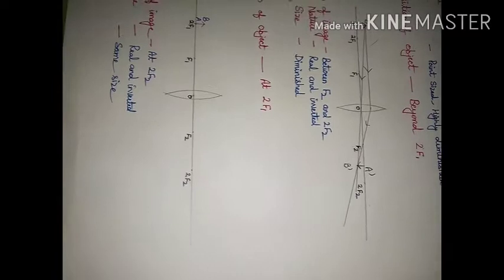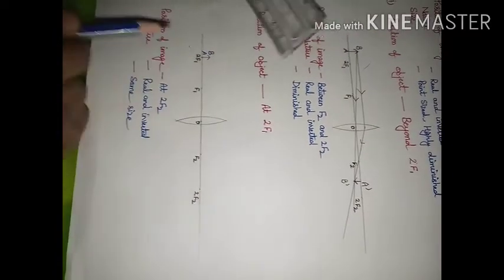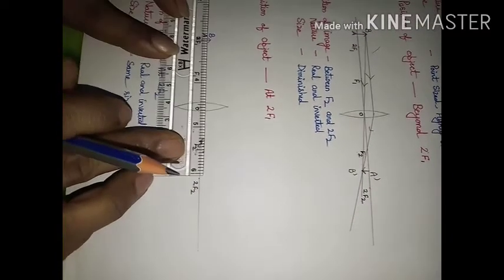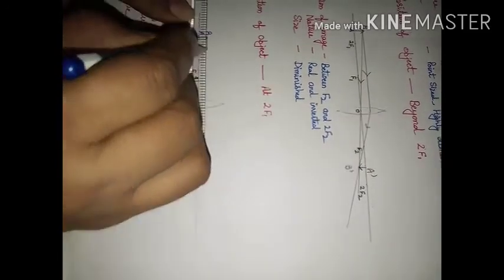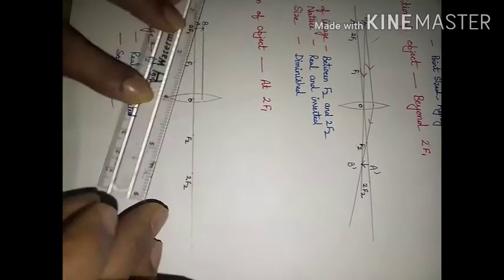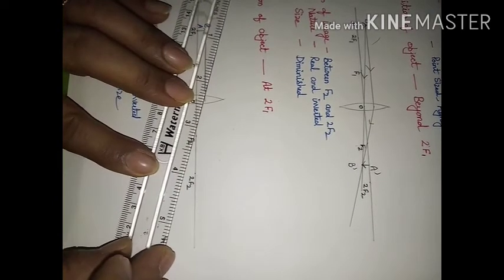Next we are going to consider the object kept at 2F1. Again we will consider one ray of light parallel to the principal axis, and it will pass through the focus.